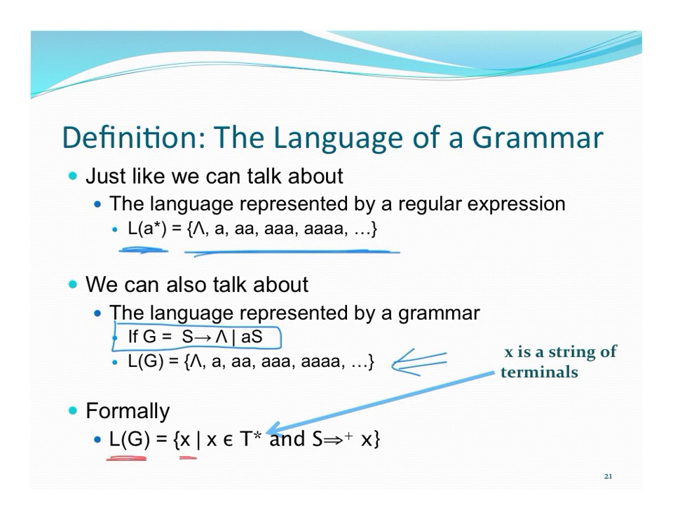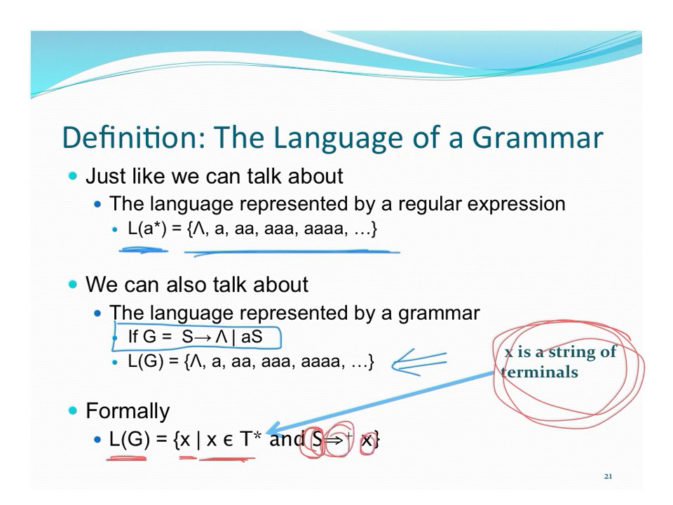The language of a grammar is just the set of all strings X, such that X is in T star, where T was our set of terminals, and the start symbol S produces X in one or more steps. So it just says the language of a grammar is all the strings that the grammar can produce. It's exactly what you would think the definition of the language of a grammar would be.